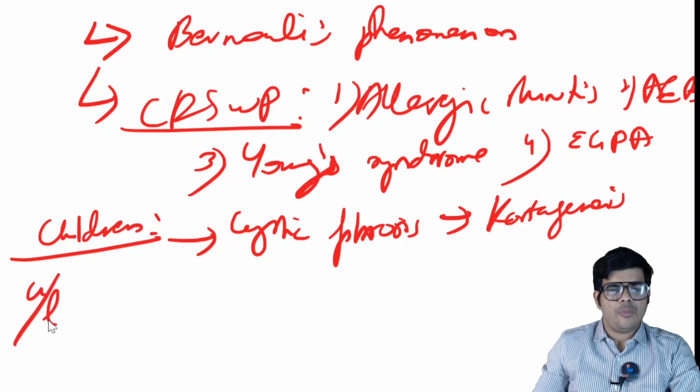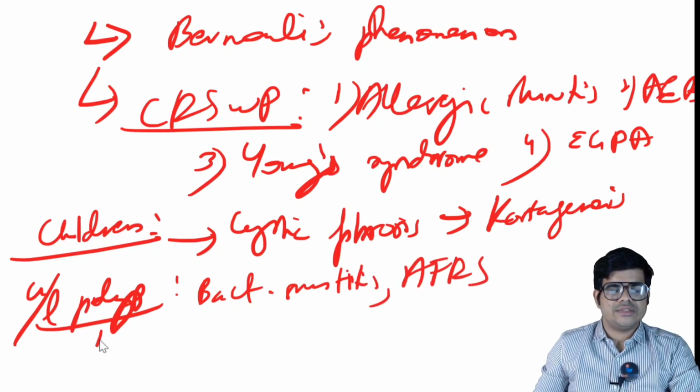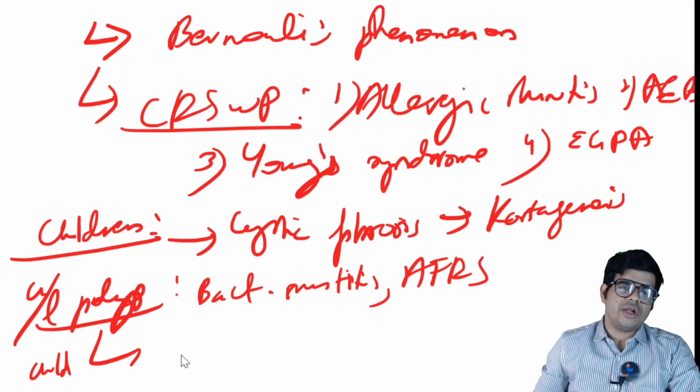And unilateral polyp in adults, you have to think about bacterial sinusitis, AFRS. Whereas in children, you have to think about the condition AC polyp.